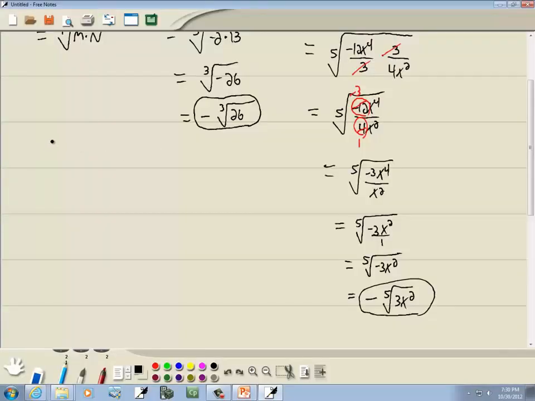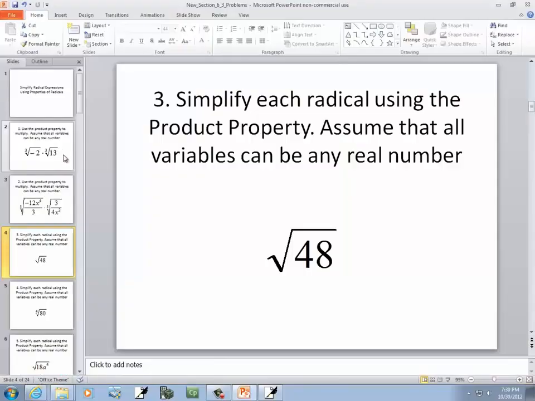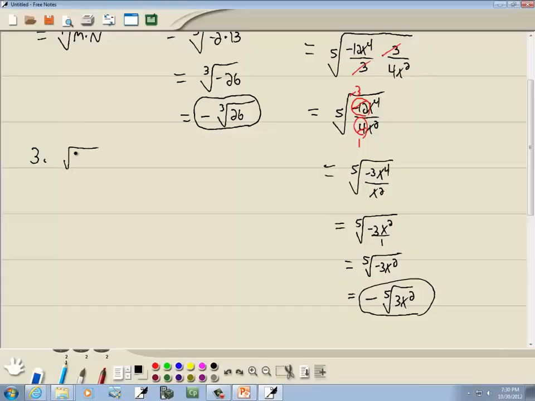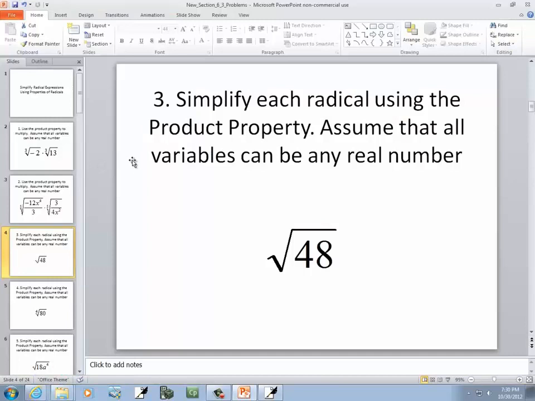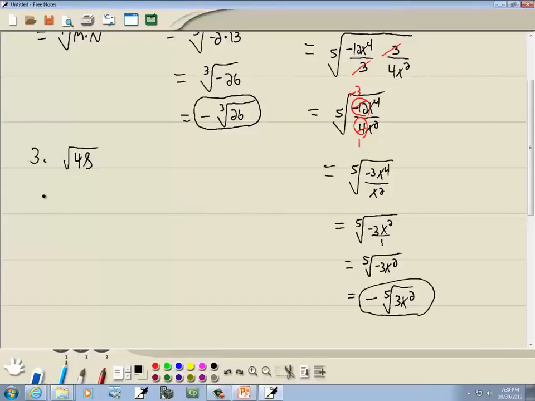Now this next one is a little bit different. Remember how I said there's different ways you can work the product property? It says simplify each radical using the product property. Assume all variables can be any real numbers. Well, 48 is 2 times 2 times 2 times 2 times 3: 2, 4, 8, 16, 48.